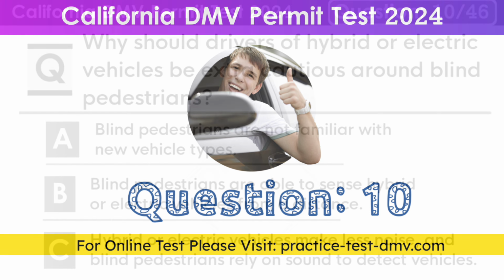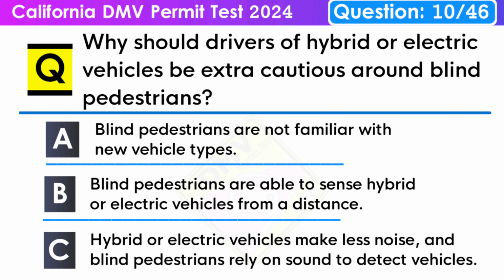Question 10. Why should drivers of hybrid or electric vehicles be extra cautious around blind pedestrians? A. Blind pedestrians are not familiar with new vehicle types. B. Blind pedestrians are able to sense hybrid or electric vehicles from a distance. C. Hybrid or electric vehicles make less noise, and blind pedestrians rely on sound to detect vehicles. Correct answer, C. Hybrid and electric vehicles make less noise than traditional vehicles, and blind pedestrians often rely on the sound of vehicles to navigate safely. Drivers of these quieter vehicles need to be especially cautious when around blind pedestrians to avoid accidents.